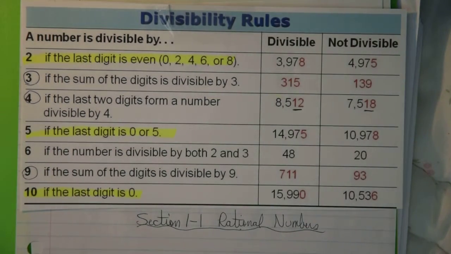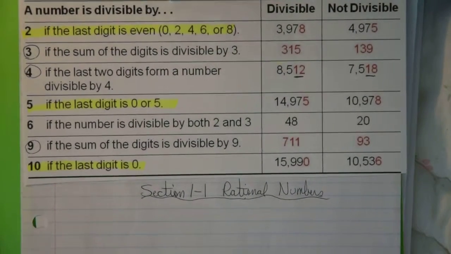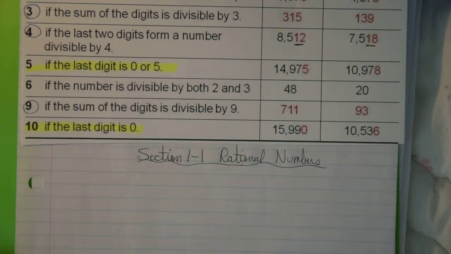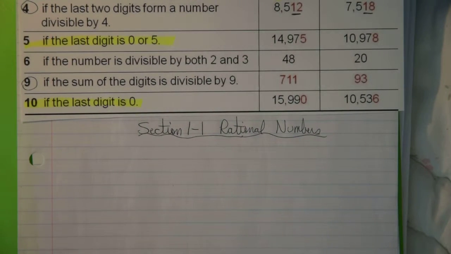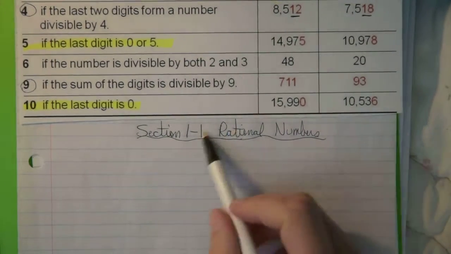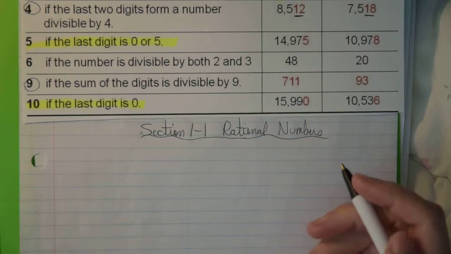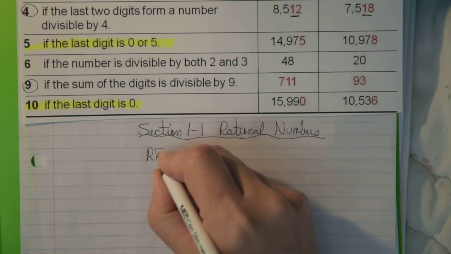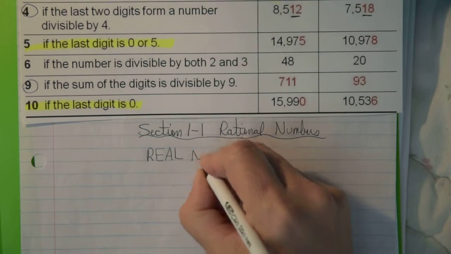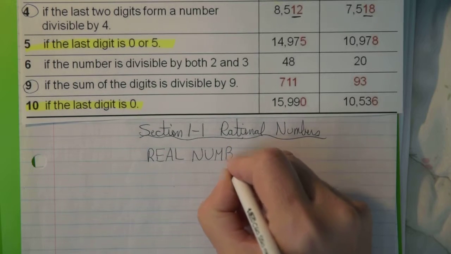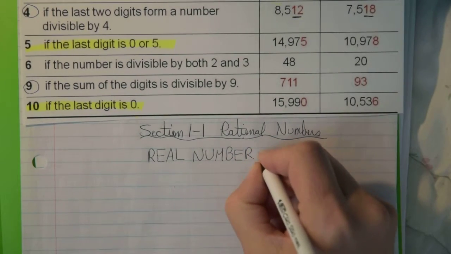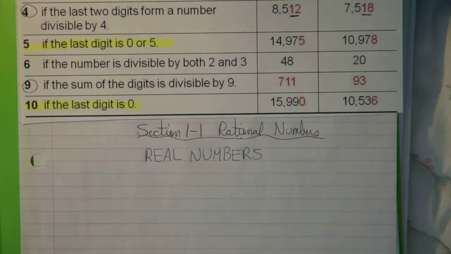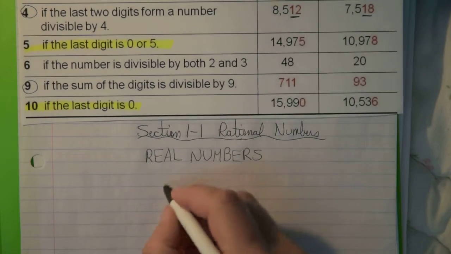Now, getting on to the actual section, section 1.1 is all about rational numbers, and we're going to back up before we start and look at the bigger picture, because let's see where rational numbers fall in terms of all the numbers. We need to start with the real numbers. They're called real numbers because there is another category of numbers called imaginary numbers. So these numbers are real.